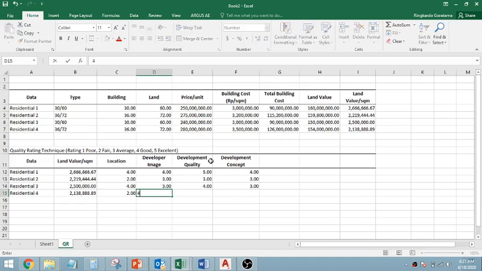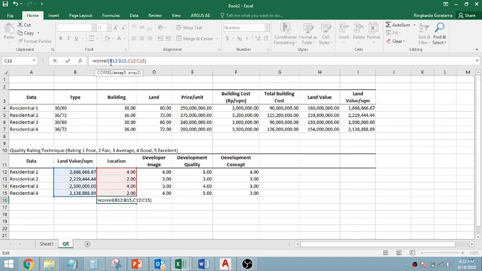The developer image is excellent, and the concept is average. So the next step is we need to find out the correlation between the land value and the location, and the correlation between the land value and the developer image. We're doing that by using the Excel formula CORREL. So we put this one and we put this one.